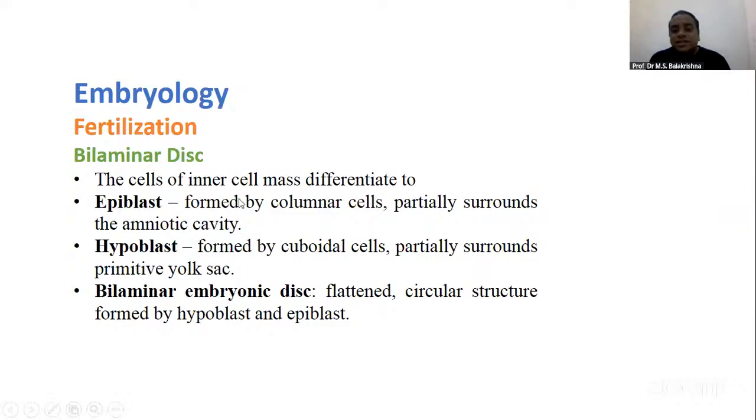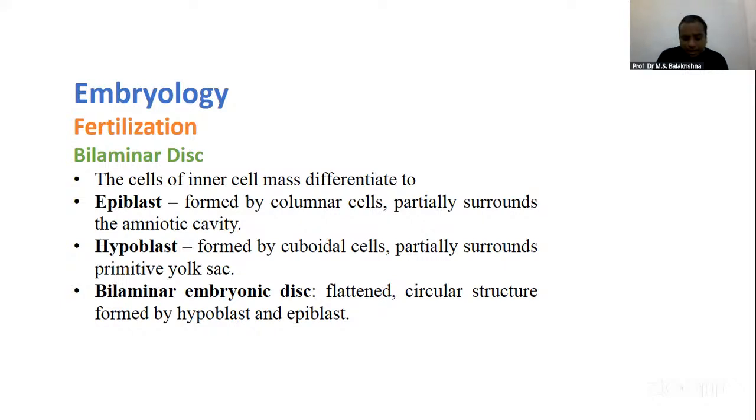The cells of the inner cell mass which went up to the embryonic pole will differentiate into epiblast, hypoblast, and the bilaminar embryonic disc. Epiblast are columnar cells which surround the amniotic cavity. Hypoblast is lined by cuboidal cells which surround the primary yolk sac. It's like a figure of 8. Please go back and see your textbooks.